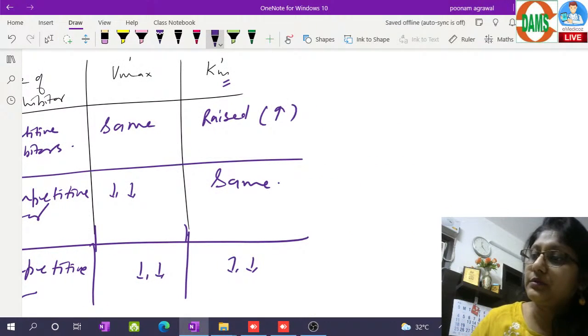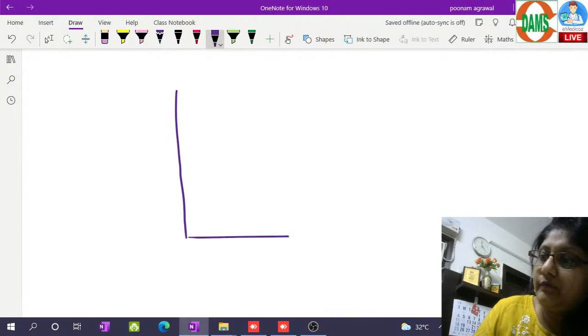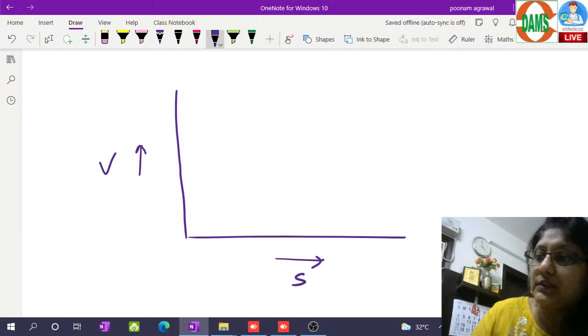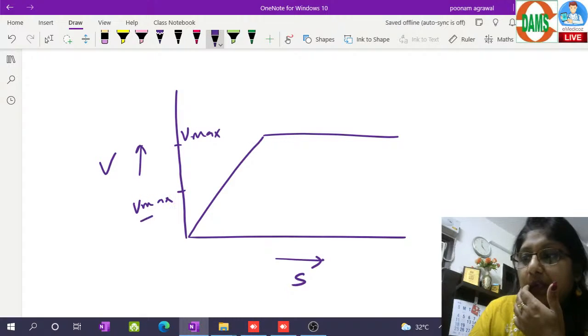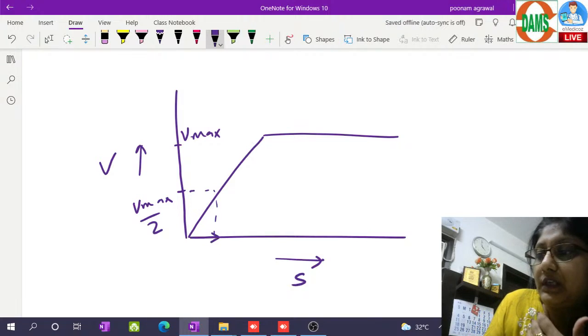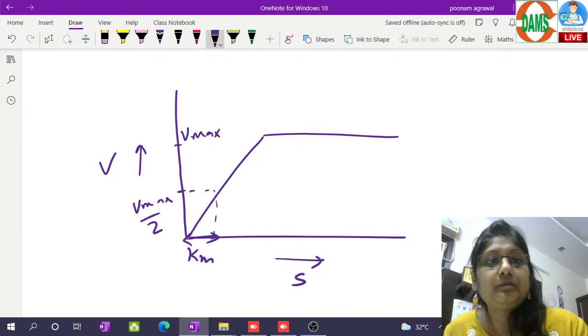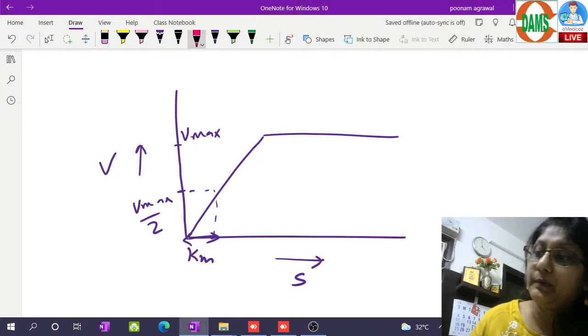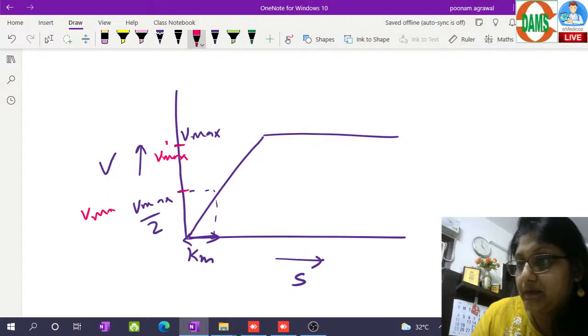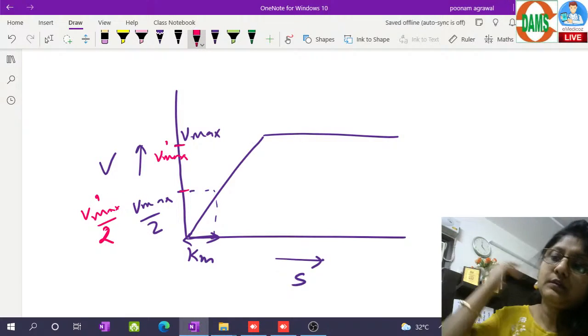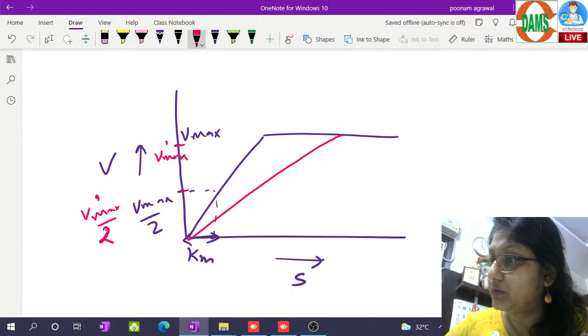When I talk about the Michaelis-Menten plot, we draw substrate concentration against velocity, and we get a plot like this, where this point represents Vmax, this point represents Vmax by 2, and this point represents the Km value, which is actually the substrate concentration required to get the half maximum velocity. When I talked about competitive inhibition, I told you the Vmax will be the same, but to get half of that Vmax, you need to have a higher amount of substrate. So the plot will look like this.